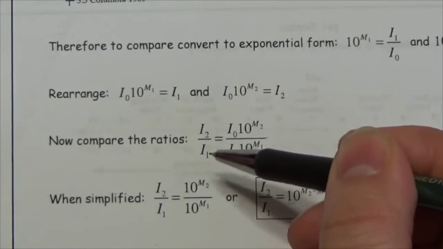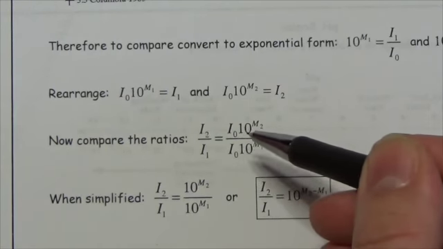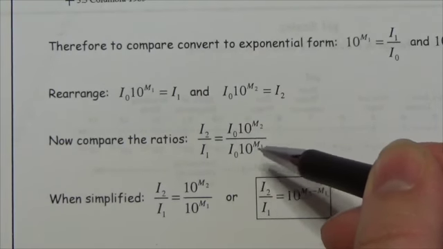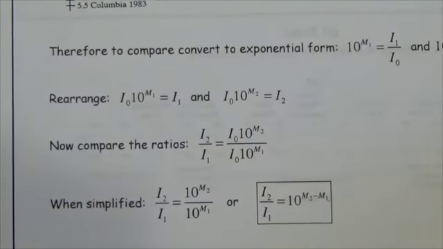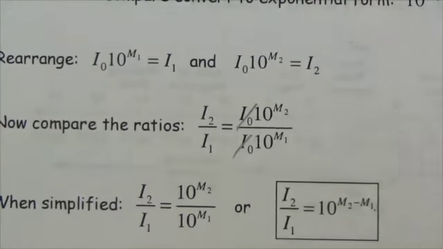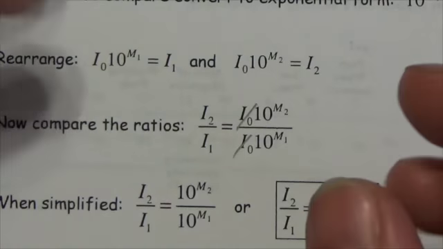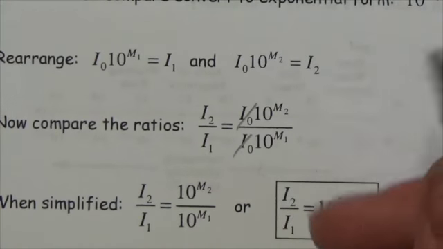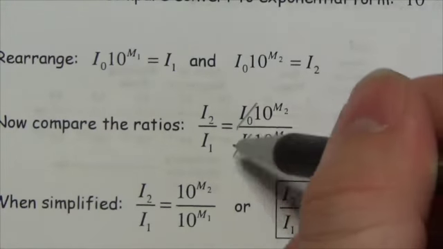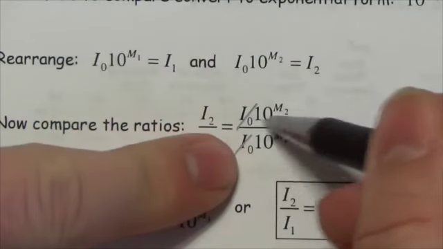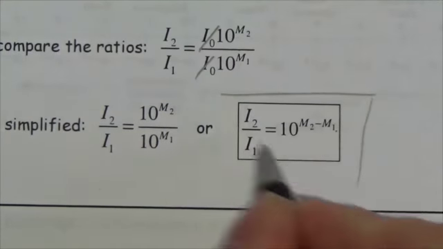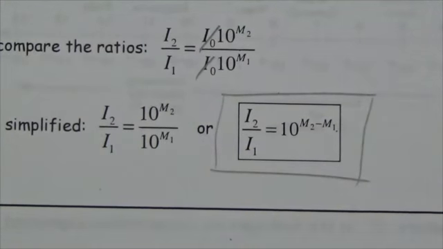So I2 over I1 is going to be I naught times 10 to the m2 over I naught times 10 to the m1. Notice that these reference intensities are going to disappear when you're comparing two different earthquakes. They're both compared to the reference intensity, and so when you compare them together, those things disappear. And when you're dividing powers, you subtract exponents. And so this is the equation ultimately that we're going to use.